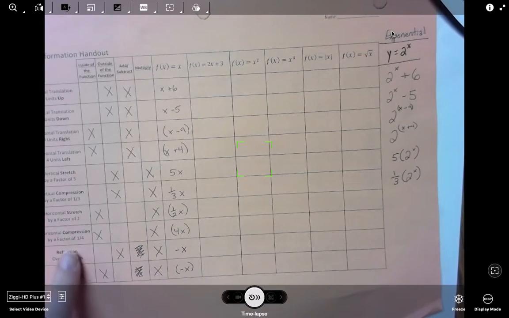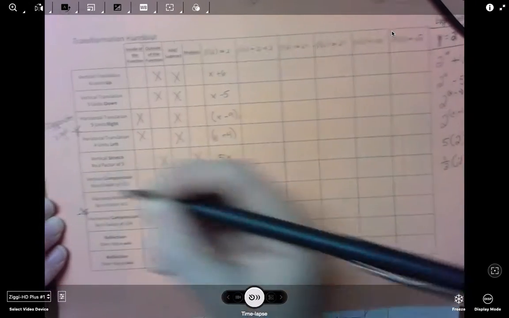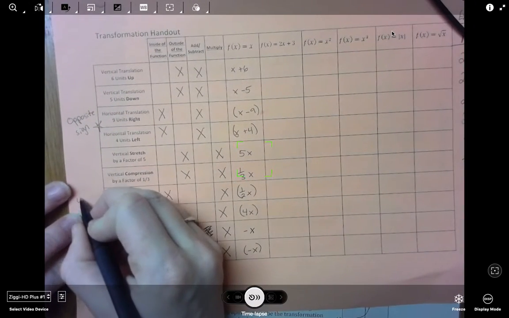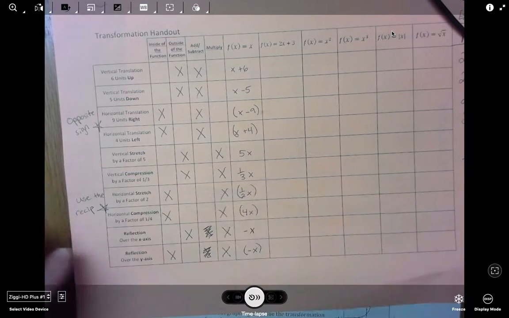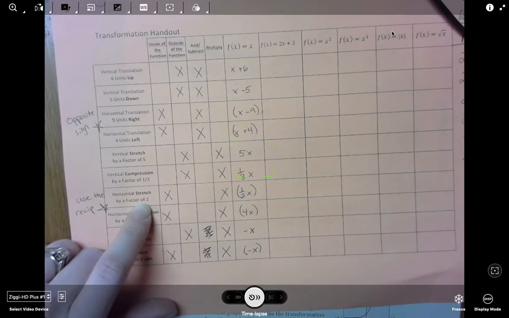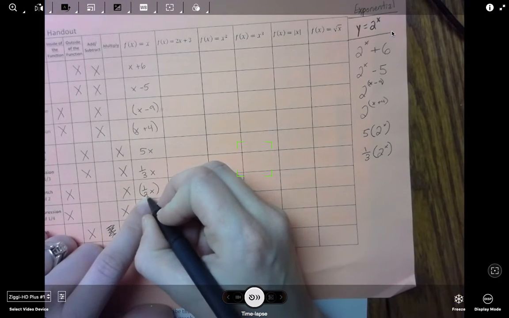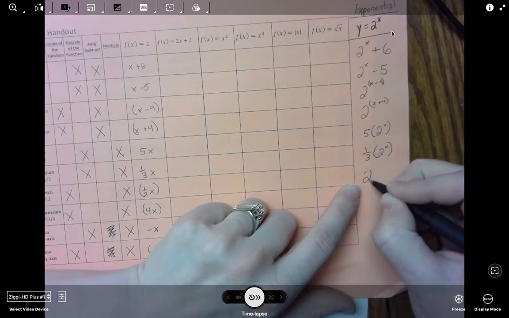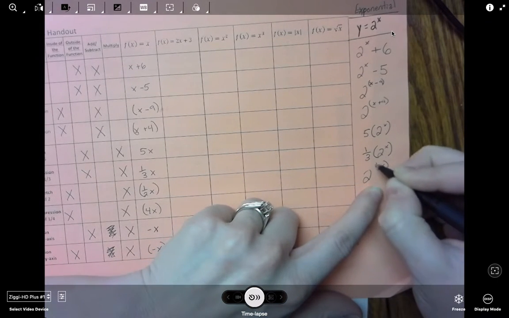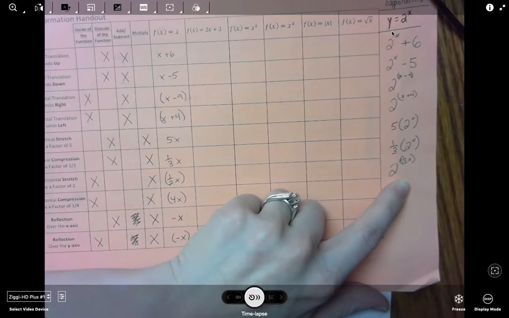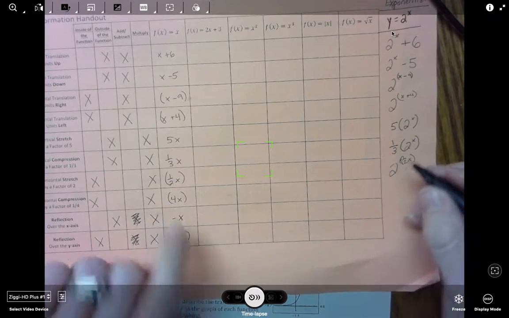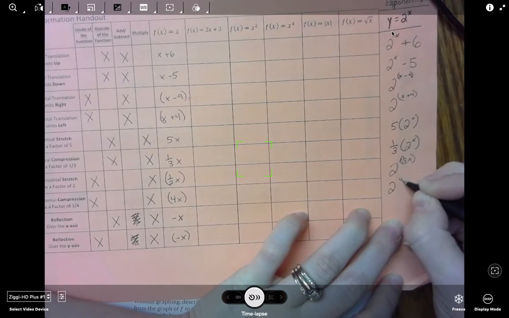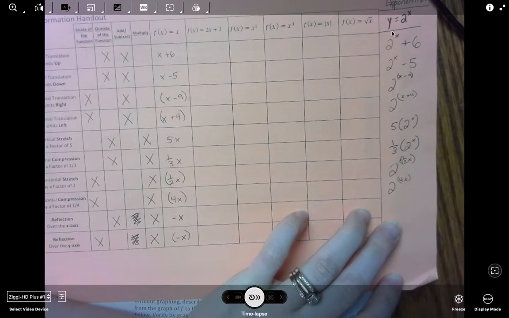Okay. Horizontal stretch and compression. You should maybe have another star here that says use the reciprocal. Okay, the reciprocal of stretching by a factor of 2 would be 1/2 like we did here. But it's up in the exponent. So this is 2 and then 1/2 x, like that. Okay. Here, horizontal compression by a factor of 1/4. It's 2 and 4x in the exponent. If you need to put parentheses around it, go for it.